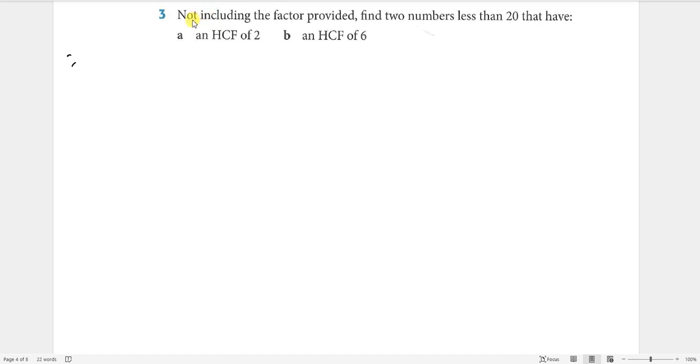Not including the factor provided, find two numbers less than 20 that have, question A, an HCF of 2, and part B, an HCF of 6. So this question you have to divide into 3 different parts. This first sentence, that is the way you have to break down the question first, and then you have to do it in parts.